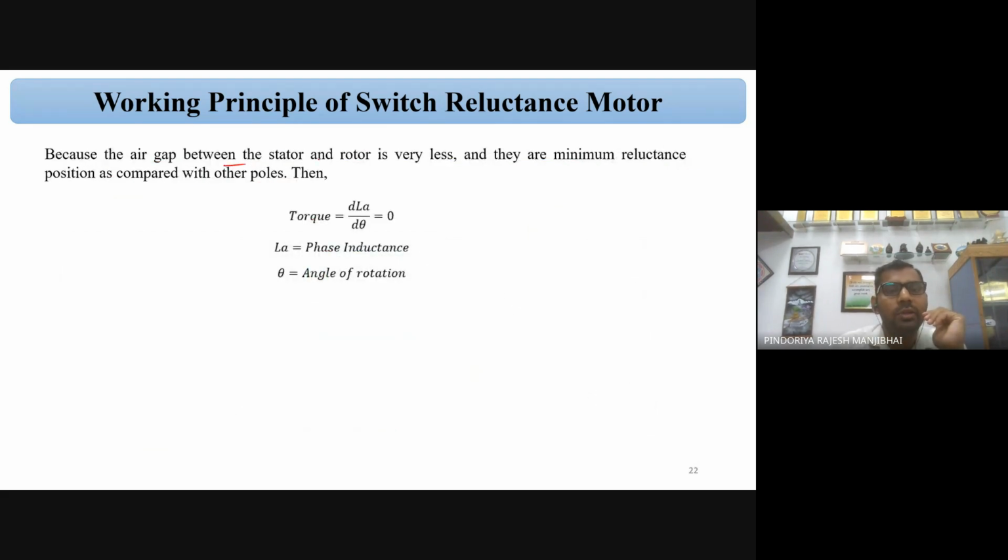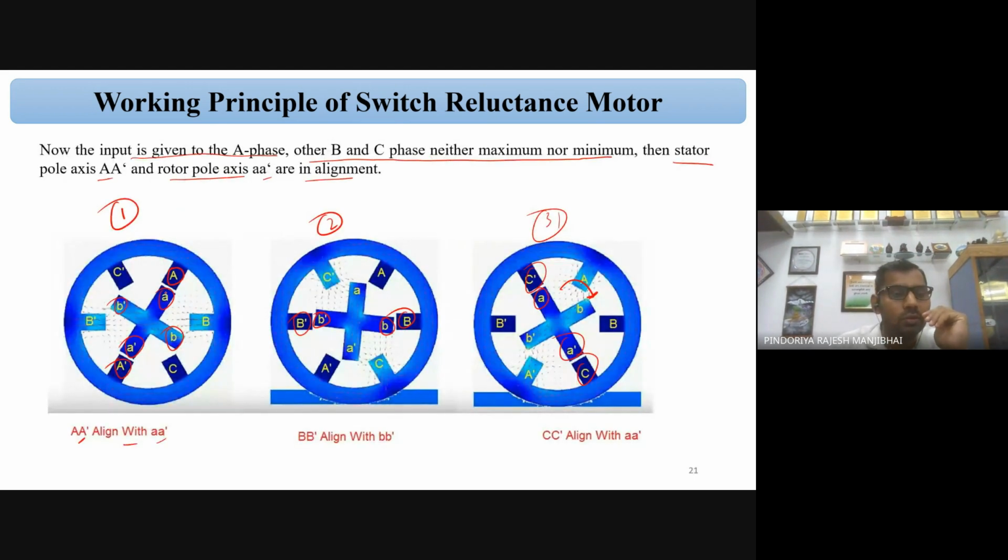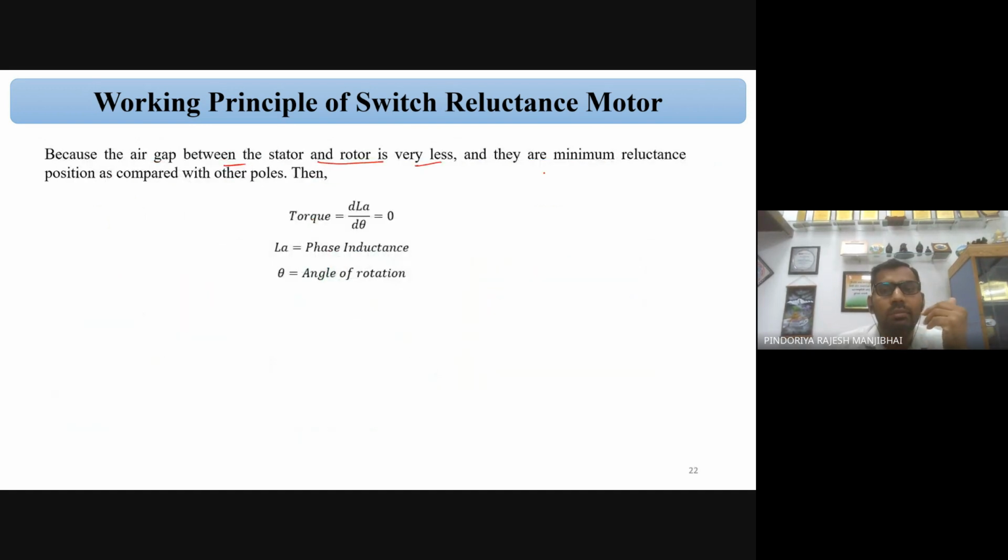Because the air gap between the stator and rotor is very small, you can see phase A has a very small air gap, and it is at the minimum reluctance position compared with the other poles. Then we can say torque is equal to dLA by d theta, which equals 0, where LA is the phase inductance for phase A and theta is the angle of rotation.